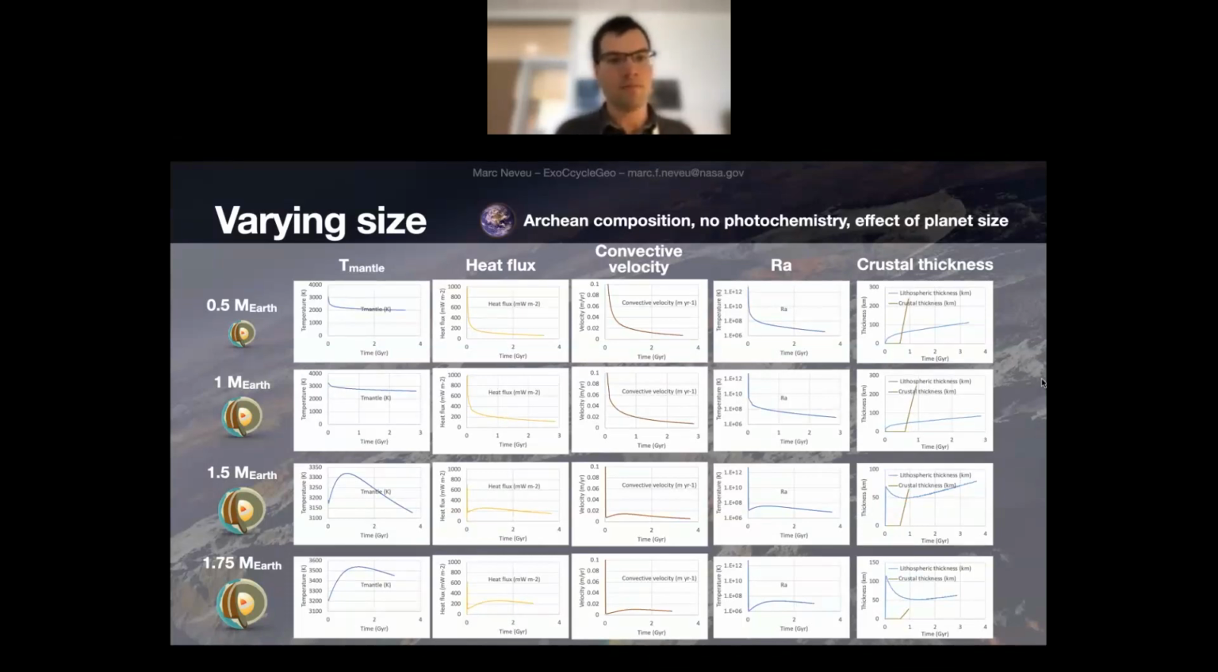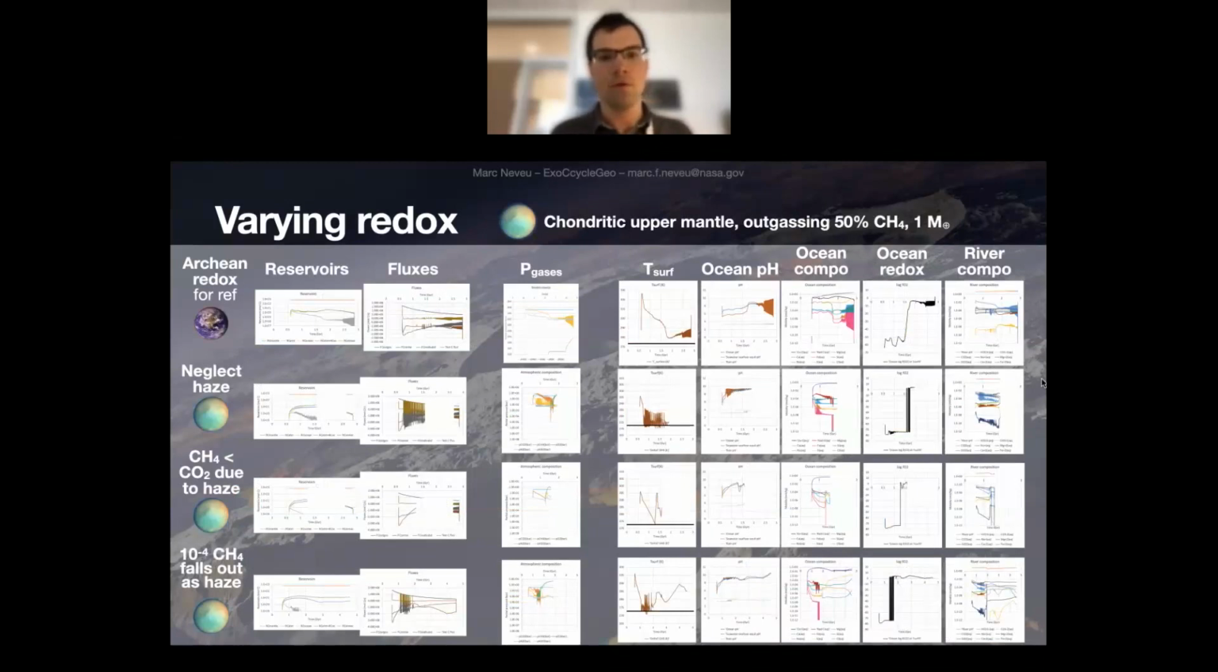And here's another set of outputs where the mass is held constant, but the redox of the planet is changed to a chondritic upper mantle with more metal, and then forcing the planet to outgas about 50% methane, and testing for various haze effects that the high methane to CO2 ratio can generate.